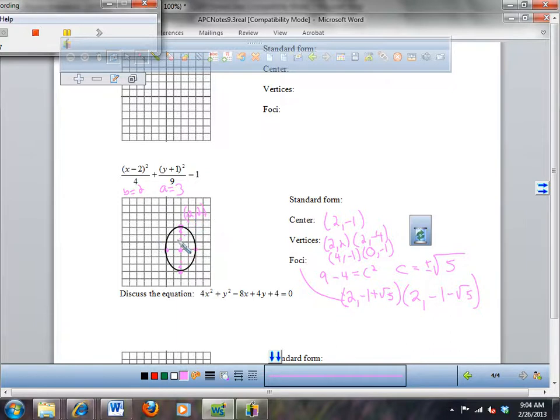Because this is a point of 2, negative 1, so I need to add root of 5 to get that focus. And then I need to subtract root of 5 to get that focus. If we just said 2 plus or minus root of 5 on a test, would you accept that as an answer? You start at negative 1 and then you add root of 5 or you subtract root of 5. Okay? All right.